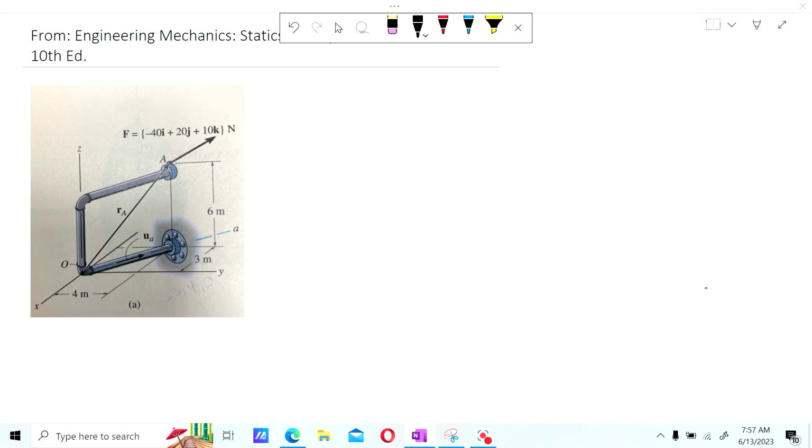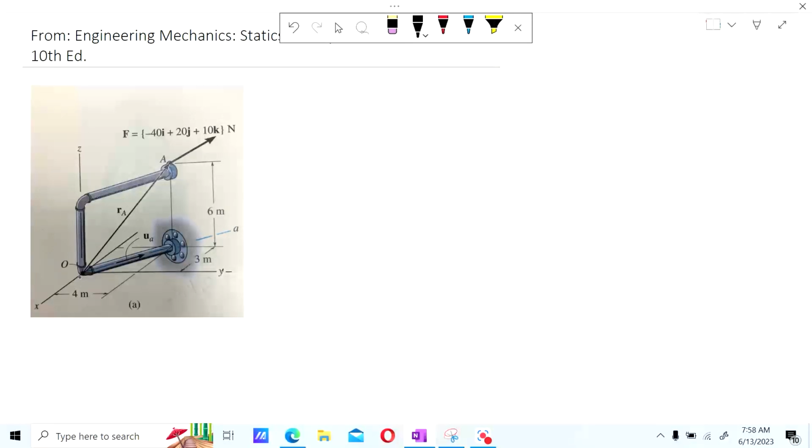Let us look at this example on how to calculate the force from a system. In this problem we get a force for which they have given us the components. It's negative 40, 20, and 10k, meaning that in x, which notice here is this axis, y is horizontal, and z is vertical. So be careful, because they can give you the axes in different configurations.